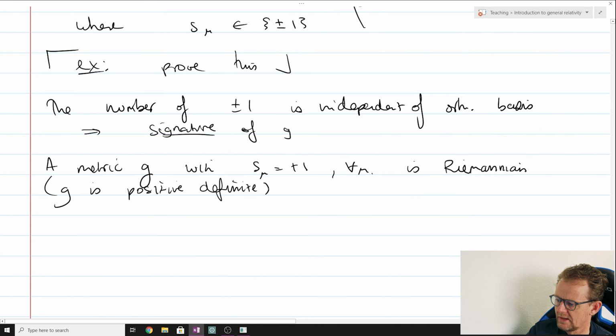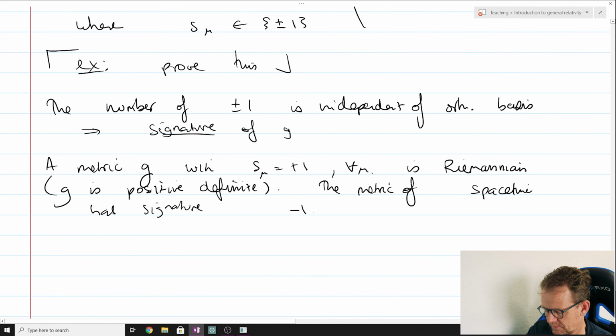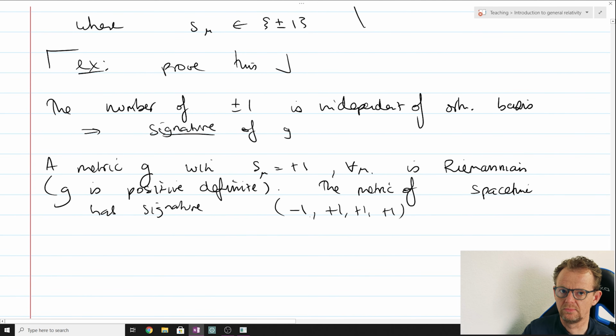G is positive definite. It turns out that the metric that we associate with the geometry of the spacetime we live in does not have a signature of all +1s. In fact, the metric of spacetime has signature -1, +1, +1, +1. So the timelike component has a -1 when you do the Gram-Schmidt procedure to the metric, and all the other ones, the spatial components, have a +1.